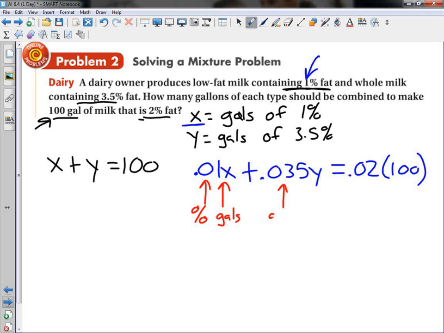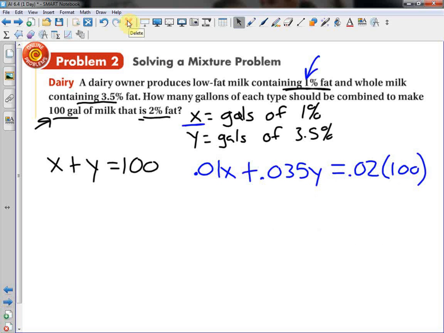That's our percent and our gallons. And at the end, I have the percent and the gallons. So we set it up where we have the percent times the gallons on each piece. On the left-hand side, we have the 2 things we're mixing. On the right-hand side, we have what we're mixing it to equal.